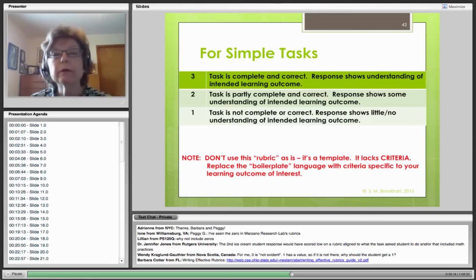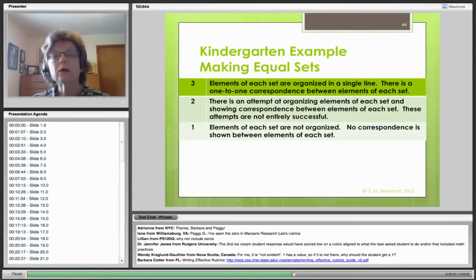There is a template for that kind of task. Again, don't use it as is. Don't say the task is complete and correct. Say whatever it is that you want the task to be. So, here is an example.